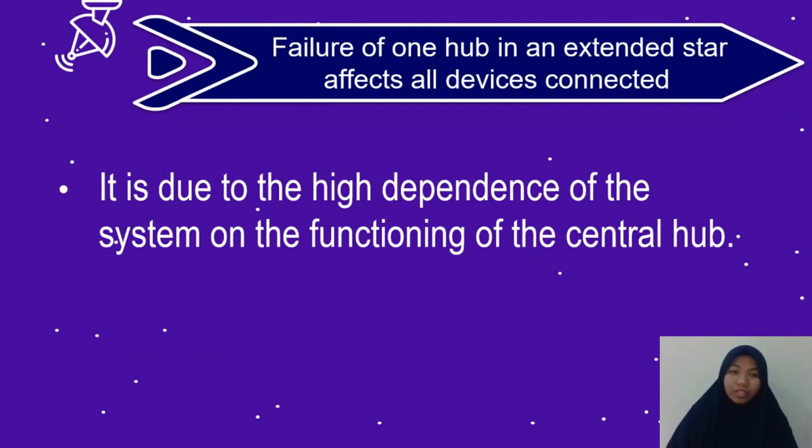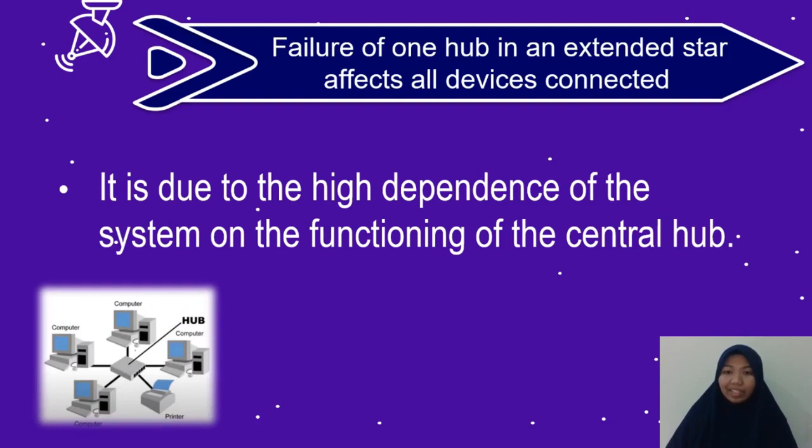Next, even though the star topology has centralized management, that function will affect this, where the failure of one hub in an extended star affects all devices connected. It is due to the high dependence of the system on the functioning of the central hub.